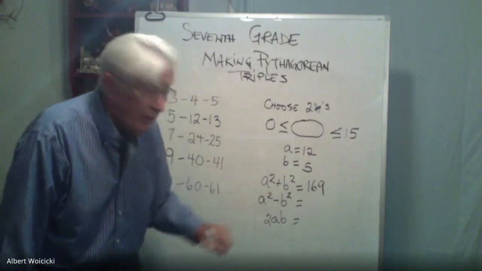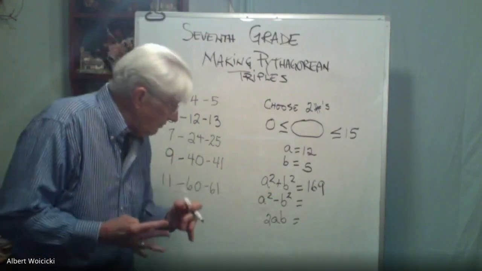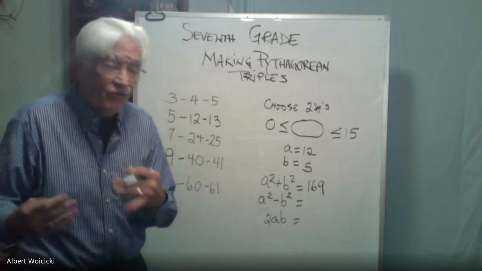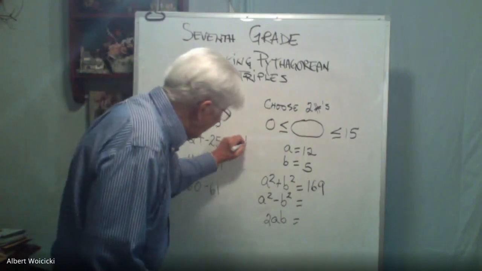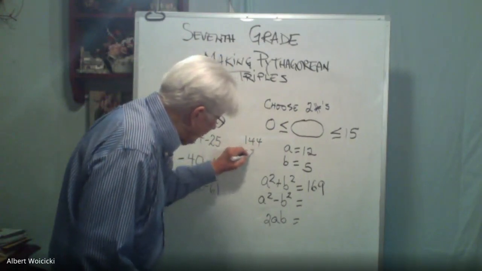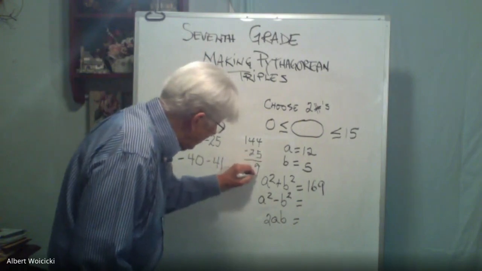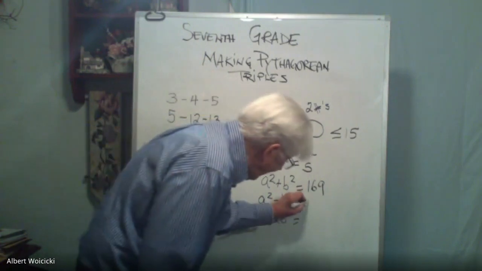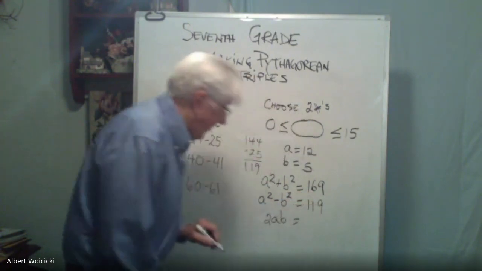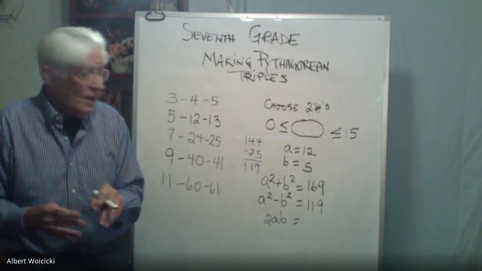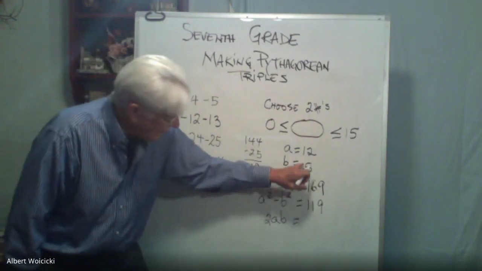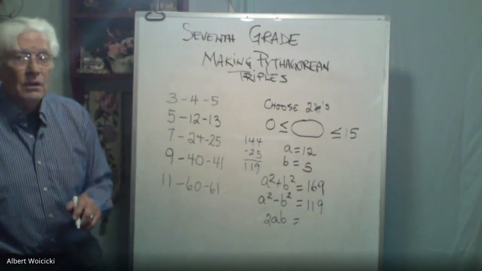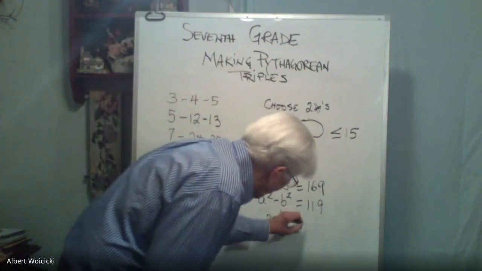Then we're going to do A squared minus B squared. So we're going to take 144 and subtract 25 from 144. So we're going to have a 9 here, and we're going to have a 1 here. So that's going to be 119. And then we're going to have 2 times A times B. So that's 5 times 12 is 60, times 2. 60 times 2 is 120.